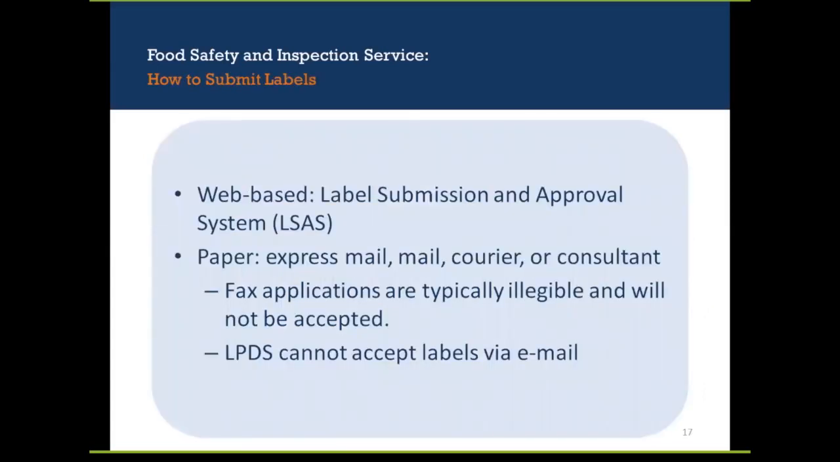And you might be wondering, how do you go about submitting a label to the labeling staff for sketch approval? Label applications may be submitted in one of 2 ways. Electronically, using FSIS's online label submission and approval system, referred to informally as LSAS, or by sending in a paper application by mail, courier, or using a consultant. And note that FSIS will not accept label approval applications by fax or email.